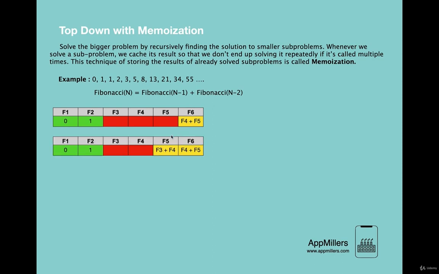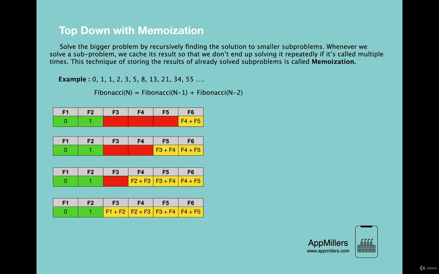Now in the second step, we need to find out the Fibonacci 5. Now we know that to calculate the Fibonacci 5, we need to calculate Fibonacci 3 and Fibonacci 4. So in this step, we will divide the Fibonacci 5 into two subproblems, which are Fibonacci 3 and Fibonacci 4. Now in the next step, we need to calculate Fibonacci 4. So we know that in calculation of Fibonacci 4, we need to get the values of Fibonacci 3 and Fibonacci 2. So that's why the equation comes over here.